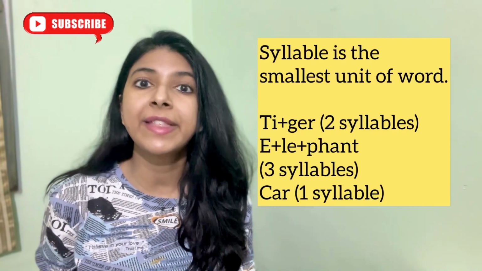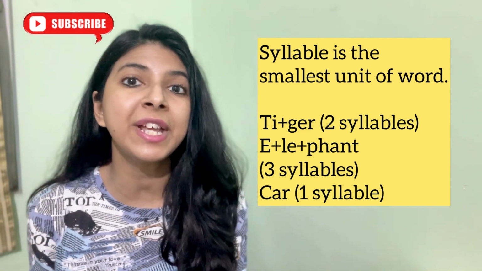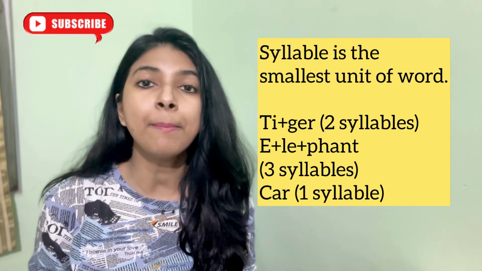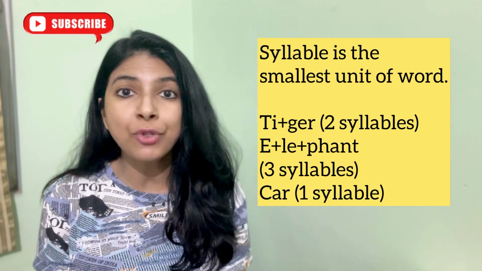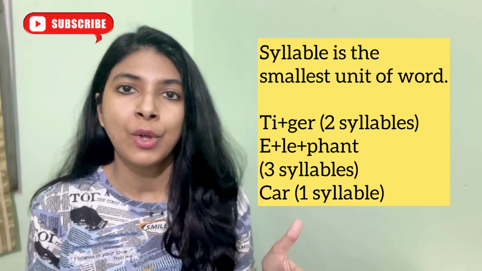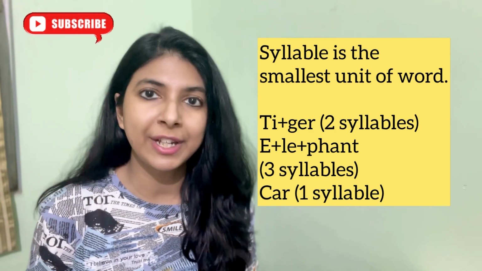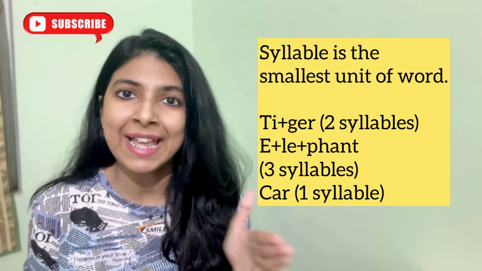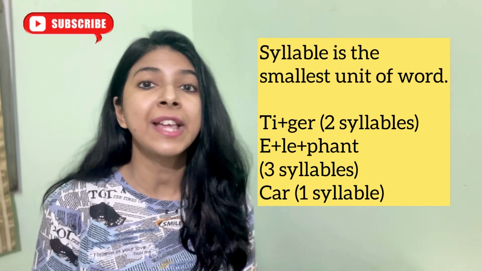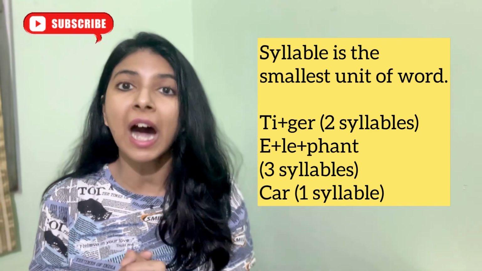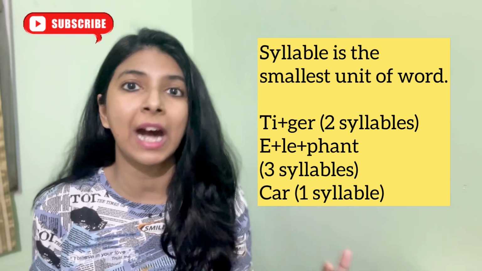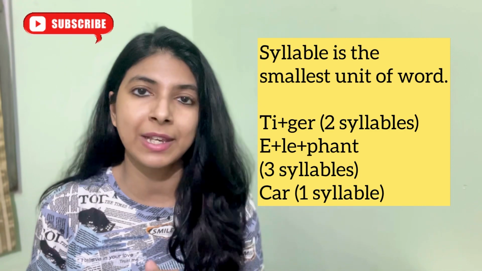Now phonemes are different from syllables. Phoneme is the smallest unit of sound in a speech, whereas syllable is the smallest unit in a word. For example, the word tiger can be broken into two parts, ti and ger. So the word tiger has two syllables. The word elephant can be broken into three parts, el-e-phant. So elephant has three syllables. The word car cannot be broken at all, only car. Therefore, it has one syllable.